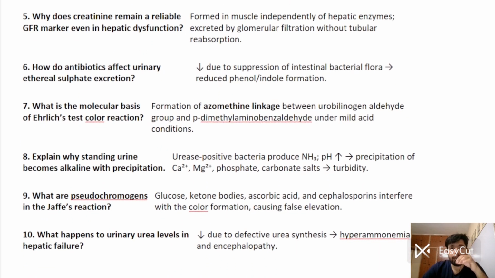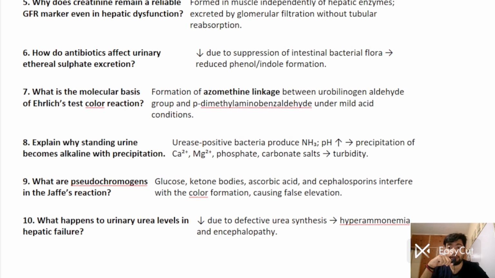Why does creatinine remain a reliable GFR marker even in hepatic dysfunction? Because it is formed in muscle independently of hepatic enzymes. Hepatic enzymes have no role in making creatinine, and it is excreted by glomerular filtration without tubular reabsorption. Creatinine won't be reabsorbed in the kidney, but the excretion is happening. So that's why creatinine is a reliable marker.